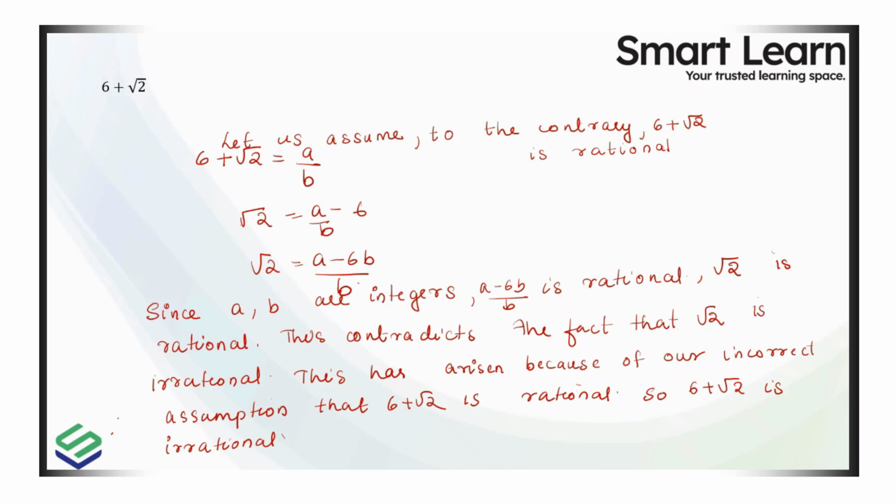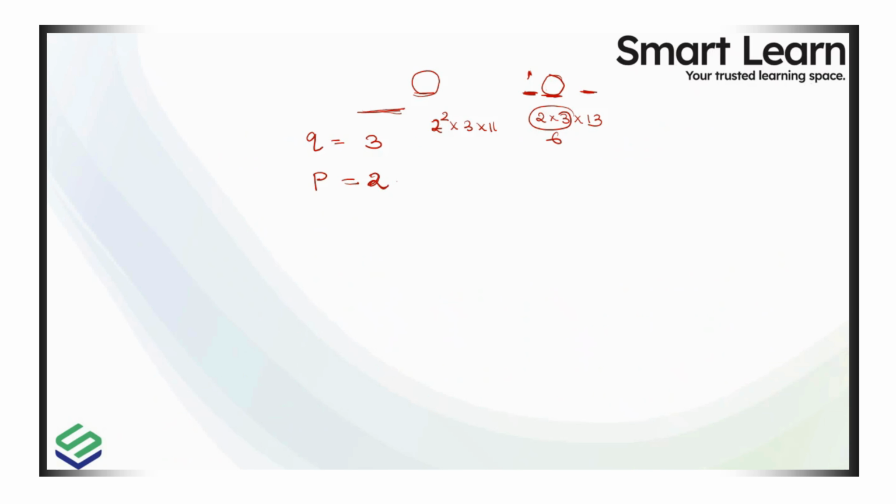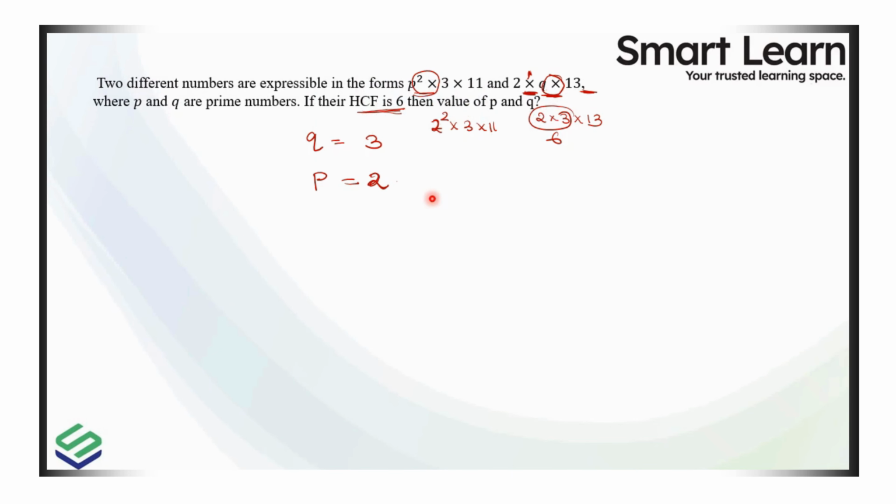So this is the end of our chapter Real Numbers. Then after that we discuss some extra questions, right? Like the first one. Here, two different numbers are expressed in the form of p square into 3 into 11 and 2 into q into 13. HCF is given as 6. Then find the value of p and q.